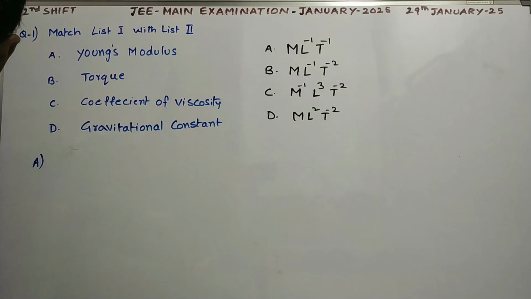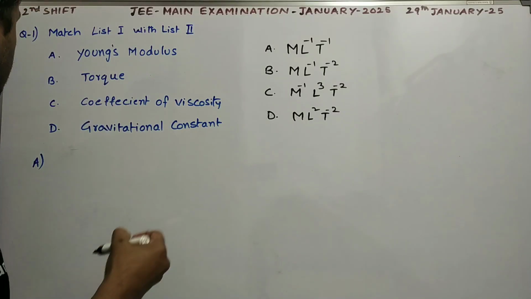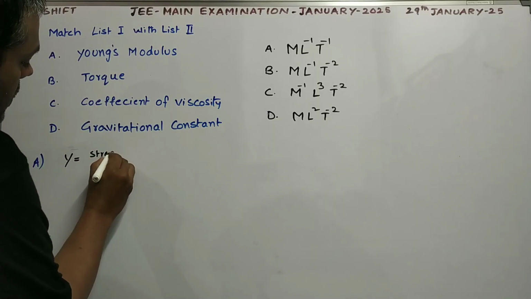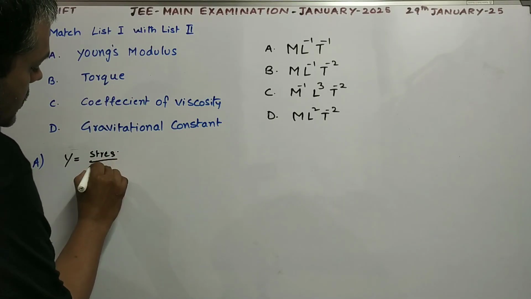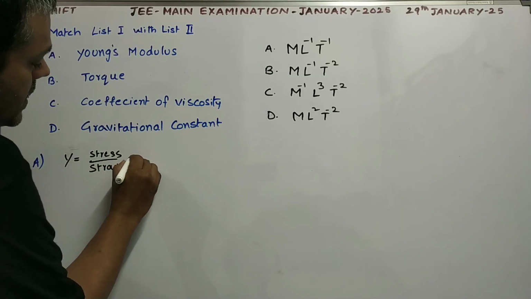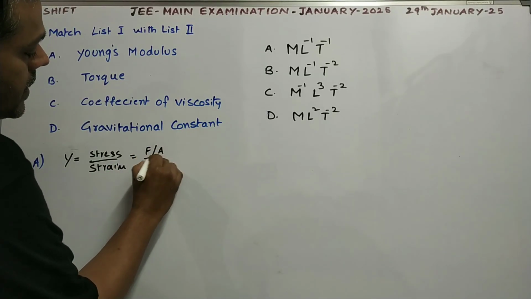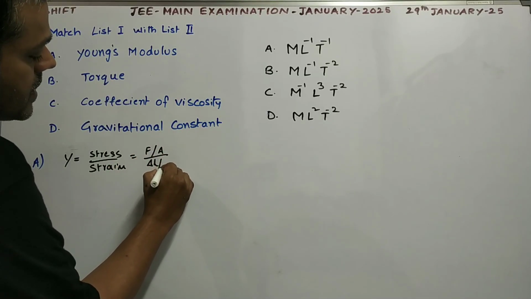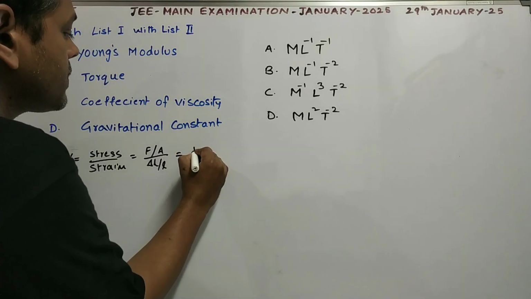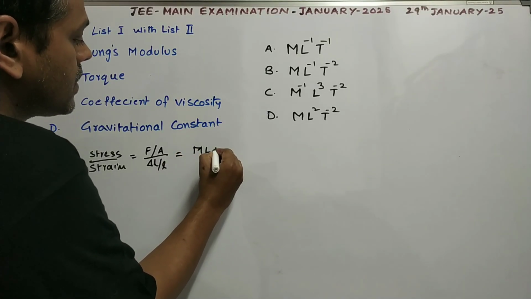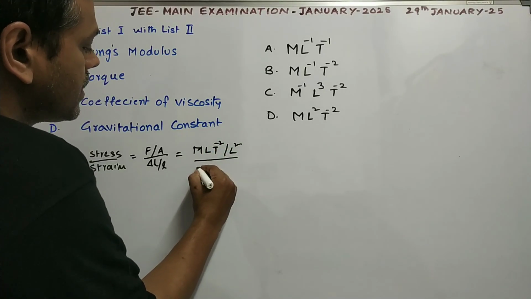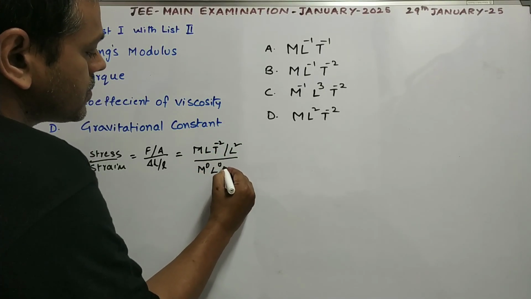Young's modulus. Young's modulus Y is equal to what? Formula: stress by strain. Stress by strain means force per area by strain, and strain is change in dimension by original dimension. Force by area means M L T power minus 2 by L square, divided by M power 0 L power 0 T power 0.